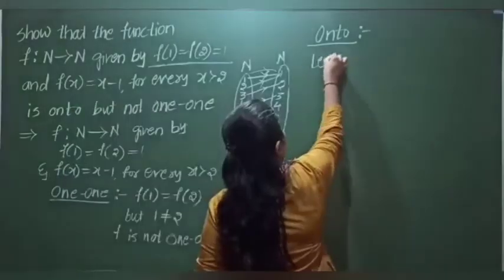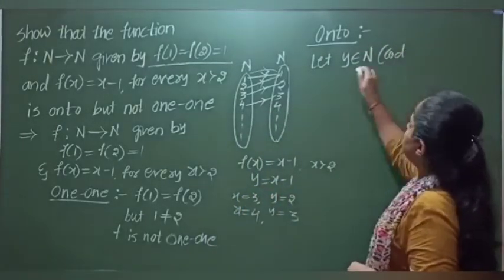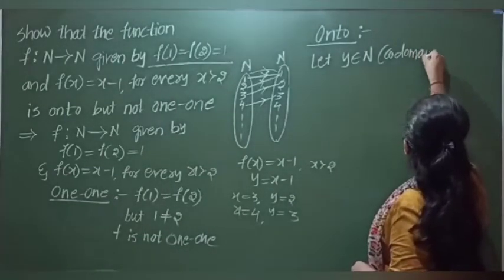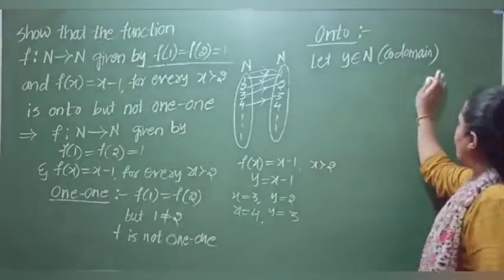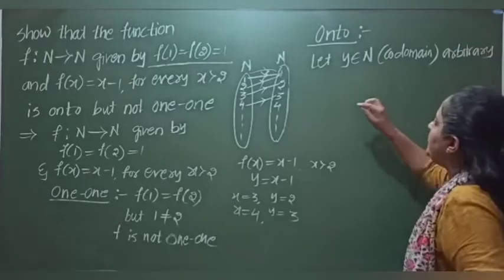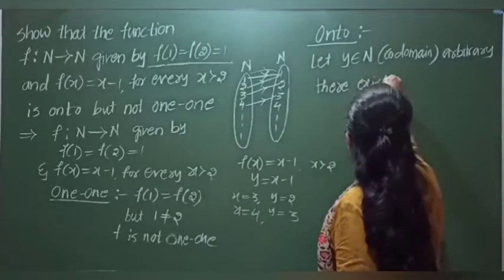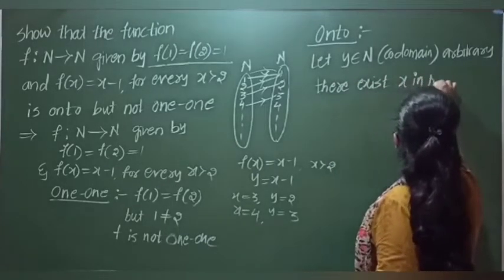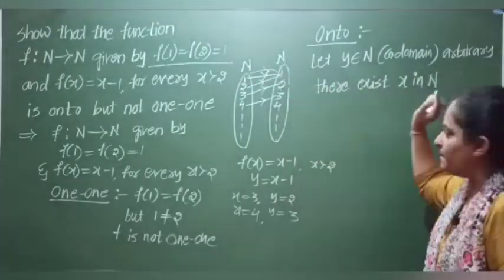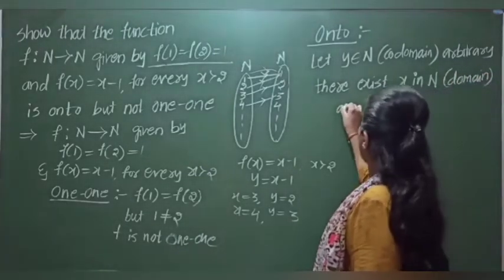So how to write? Let y belong to natural number, y belongs to codomain, okay? So this is an image, a randomly chosen one image. Let y belong to the codomain, y belongs to N. This is present in the codomain, that is an arbitrary element, okay? Arbitrary element. There exists x in N, that is there exists x in the domain. Here domain is also natural number, codomain is also natural number. There exists x in the domain and f of x is equal to y, we have to write.